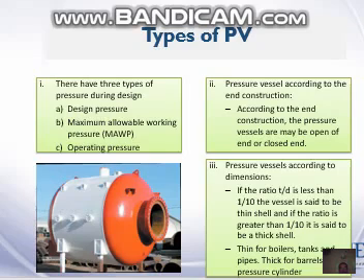If the ratio T/D is less than 1/10, the vessel is said to be a thin shell, and if the ratio is greater than 1/10, it is said to be a thick shell. Thin shell is for boilers, tanks, and pipes. Thick shell is for barrels and pressure cylinders.